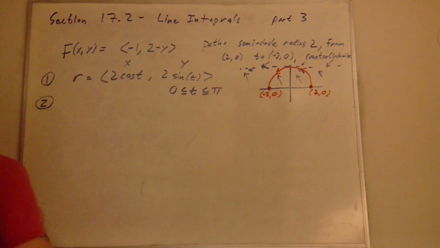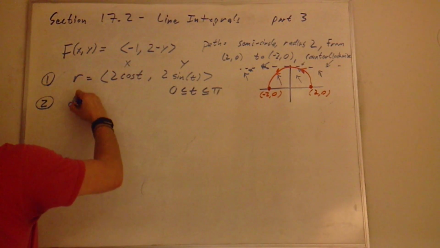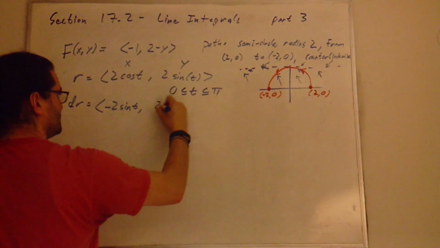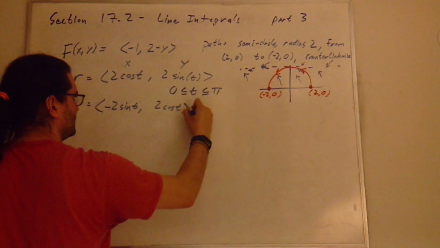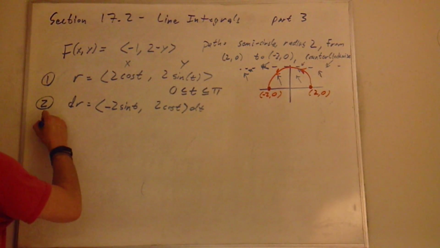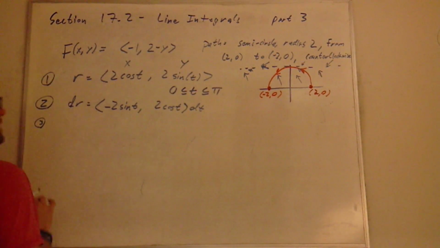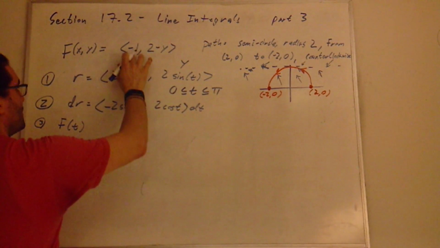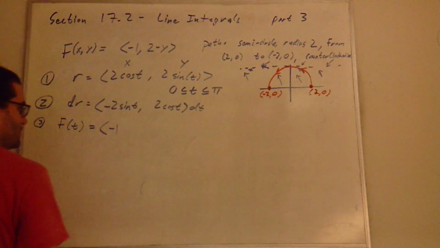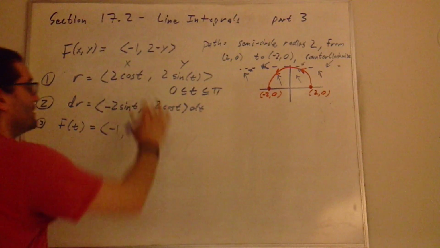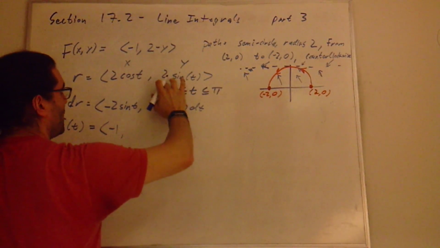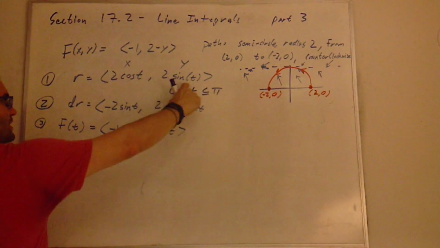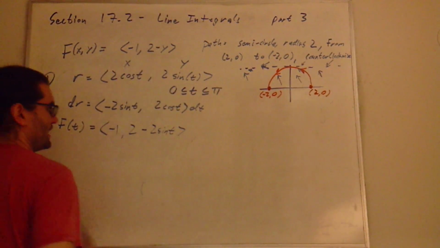So we have a parameterization. We need the derivative of that, which is going to be negative 2 sine of t, 2 cosine of t, dt. We need to rewrite F in terms of t. Rewriting negative 1 in terms of t doesn't change it. Negative 1 is still just negative 1. That's a constant. This stuff, we need to express 2 minus y as 2 minus 2 sine of t. 2 sine of t is my y value, so this becomes that.